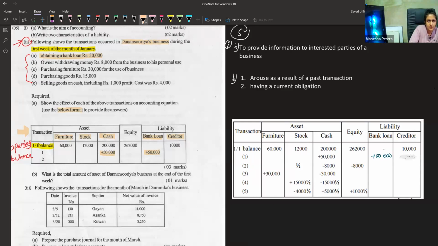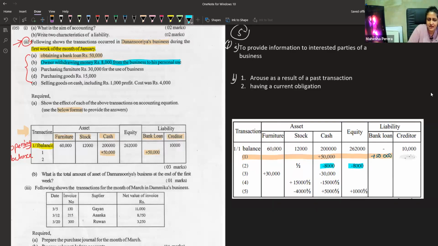Now we have done up to the first one. It is given in the paper. Now next one. See the next transaction. They say the owner withdrew 8,000 from the business for his personal use. Now what is this? This is cash drawings. So what are the two impacts? You should reduce the cash value by 8,000 and the equity value by 8,000.